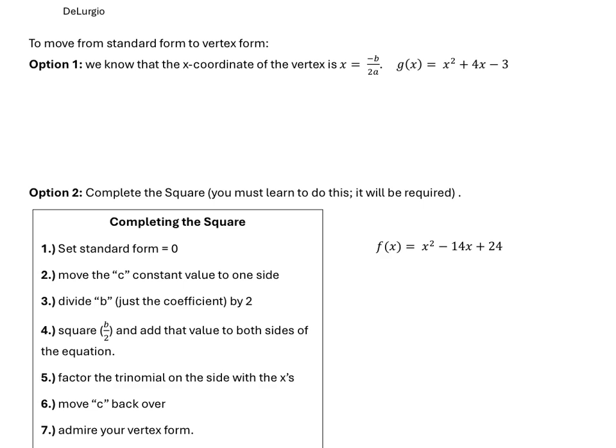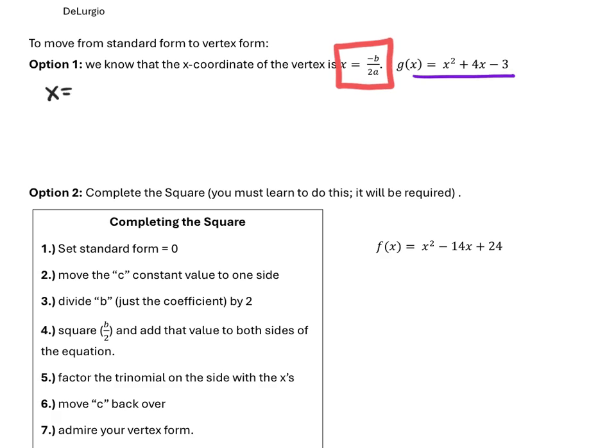There are 2 ways that we can move from standard form to vertex form. The first is the one that we've already done, which is by using that we know that x equals -b over 2a. So we can find the x-coordinate of our vertex from standard form, find the y-coordinate of our vertex, and then plug them in to vertex form. Using this example, let's find the vertex and put this into vertex form.